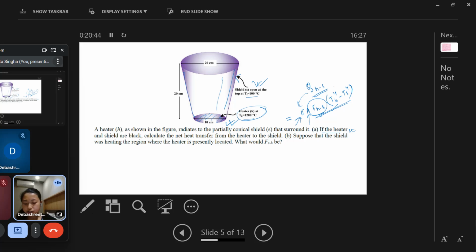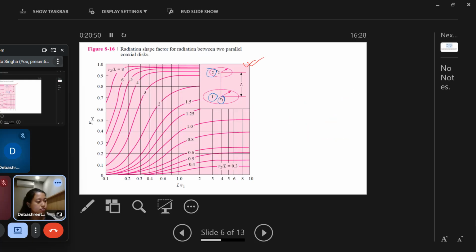So for finding out this FHS, in the standard figure, surface one is the bottom and surface two is the upper part. So in our case also we can do like that. The only thing is that their surface one is bigger than surface two, and our surface two is smaller than their surface two. Anyways, that doesn't matter, the size doesn't matter. I'm just imitating this, and this is our one.